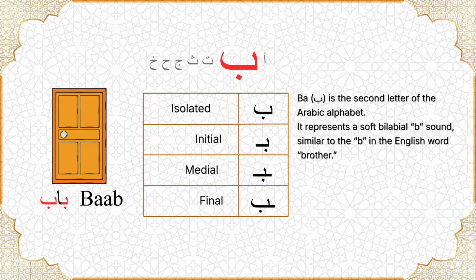The second letter is ba. In its isolated form, it looks like a flat plate or a boat with one dot underneath. This letter represents a soft B sound, exactly like the B in the English word brother. Notice the table on the left. When ba is at the beginning or middle of a word, it loses its tail, but that single dot always stays underneath to identify it. Our example word is bab, which means door.